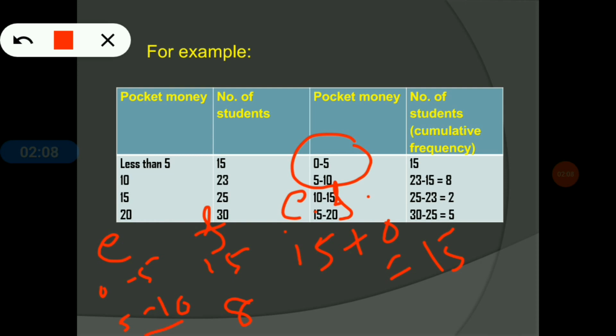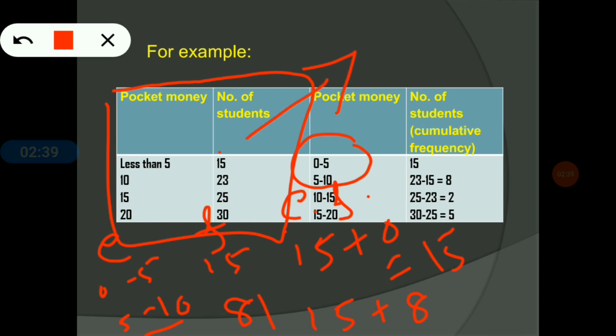Okay, now going to the second class, that is 5 to 10. The frequency of that class is 8. So what is the cumulative frequency? The cumulative frequency is 15 plus 8, adding up the frequency of the present class plus the frequency of the previous class. Clear? Now we will explain it in a reverse way. So here we can see the example of the cumulative frequency series.